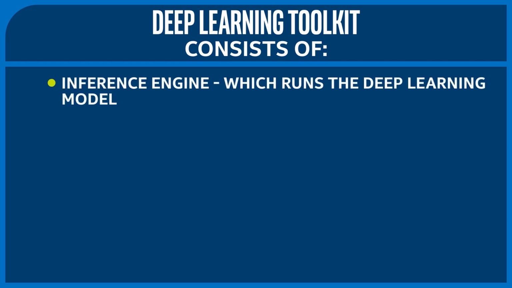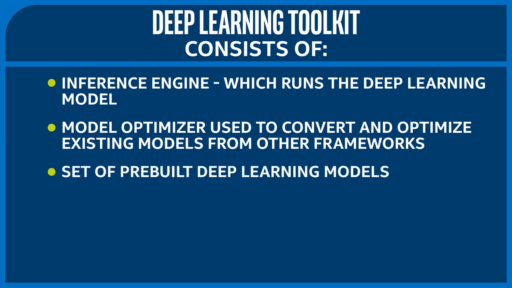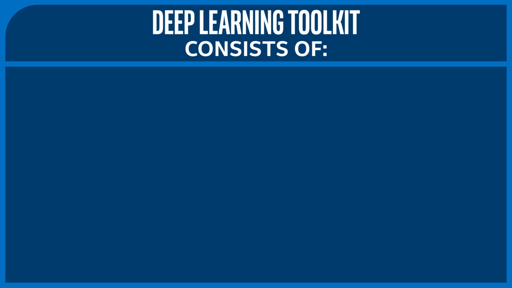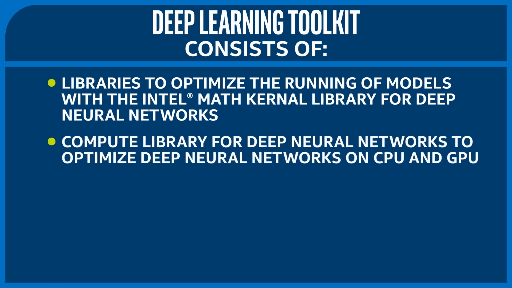OpenVINO is a set of tools designed to help you build smart video applications. These tools can be broken down into two parts: a deep learning deployment toolkit and a traditional computer vision toolkit. The deep learning toolkit consists of the inference engine, which runs the deep learning model, a model optimizer used to convert and optimize existing models from other frameworks, and a set of pre-built deep learning models. Also included are libraries to optimize the running of models with the Math Kernel Library for Deep Neural Networks and the Compute Library for Deep Neural Networks to optimize deep neural networks on CPU and GPU respectively.